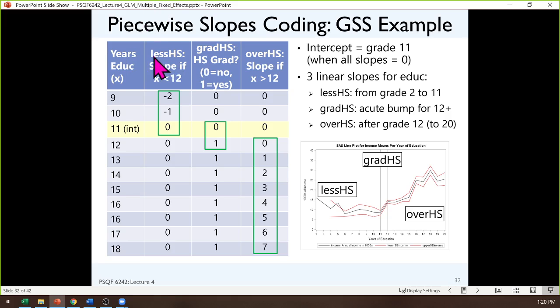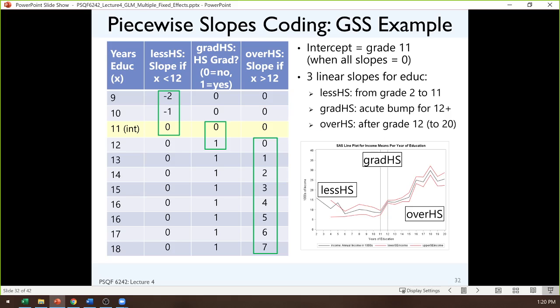So I have a slope, the name of the variable I named is less than high school, LT HS. The second variable is graduate high school. It's the effect of whether or not you've graduated high school. And the third one is the effect of years of education if you've at least graduated high school, so over a high school degree. I chose to put the intercept at 11 years of education. So that was my choice. That's where I'm sort of putting the model reference point.